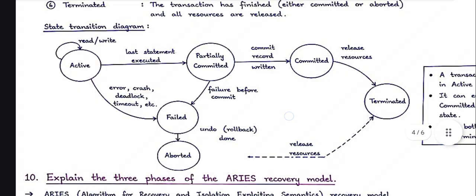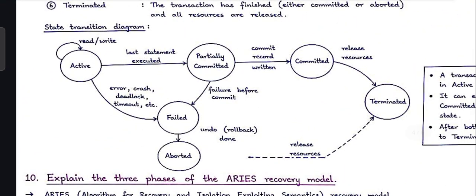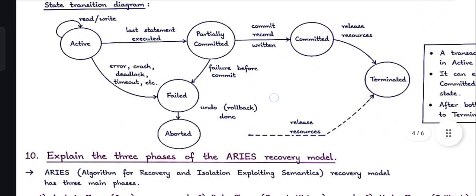This is the state transition diagram. Active, partially committed, committed, terminated. First, it will be in the read or write operations. Then the last statement is executed, it commits partially, or if it catches any error, crash, deadlock, timeout, etc., then it gets failed.